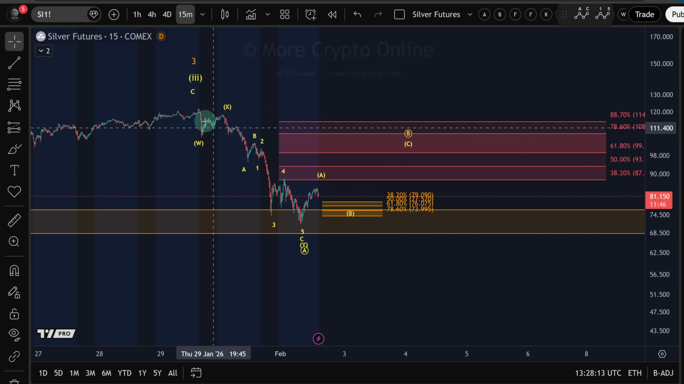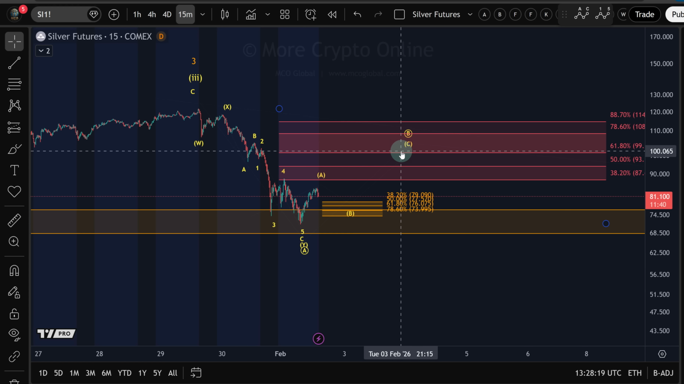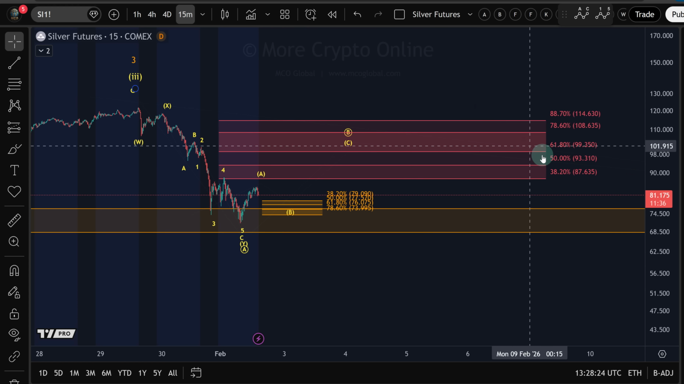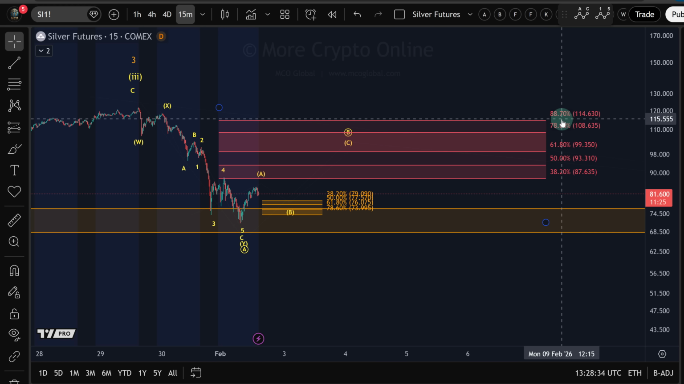And again, the idea is we are probably in a larger wave 4 correction. The 3rd wave topped in January. We have an A wave down, and therefore the B wave up is expected now. And it is a bounce that could take us into the resistance area between $87.63 and $114.63.